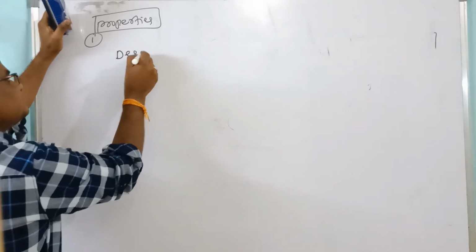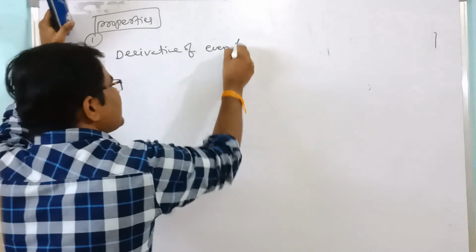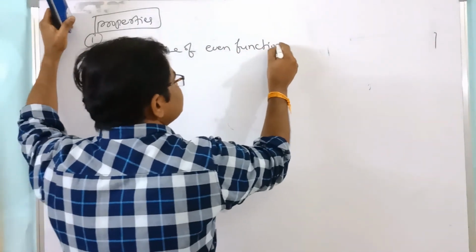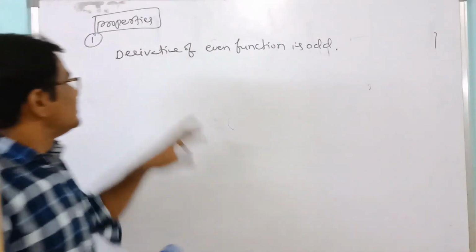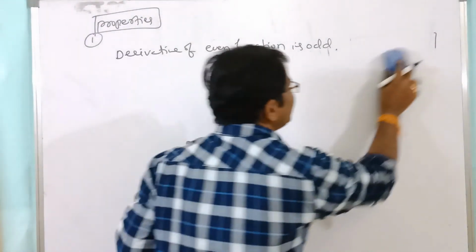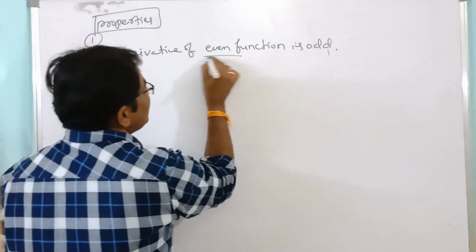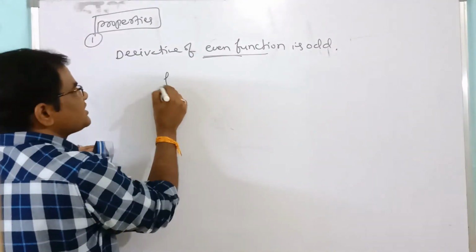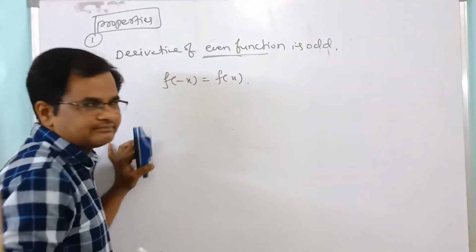derivative of even function is odd. This is the most important condition. Derivative of even function is what? Odd function. Since see, derivative of even function means you take even function f of minus x equal to f of x, means function is even, right?